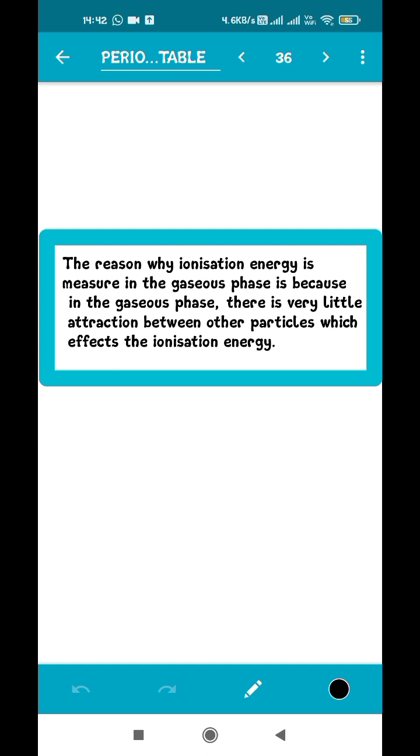The reason why ionization energy or electron affinity is measured in the gaseous phase is because in the gaseous phase there is very little attraction between the other particles which affects the ionization energy. So to understand these properties, it becomes much easier for us in the gaseous phase. And when we do these studies in the gaseous phase, the results are much more accurate. So the gaseous phase is considered for observation.